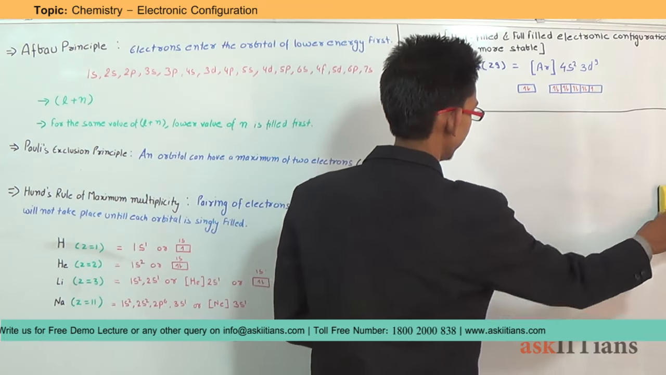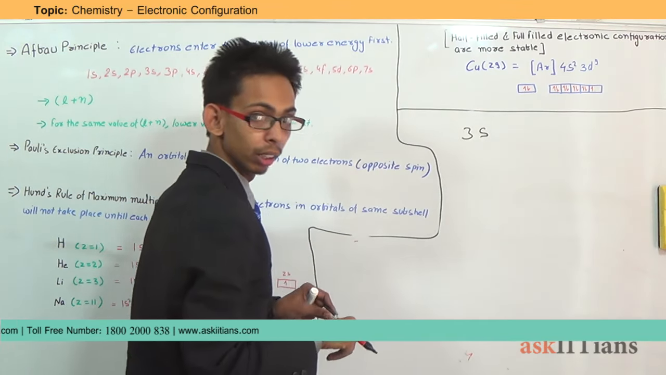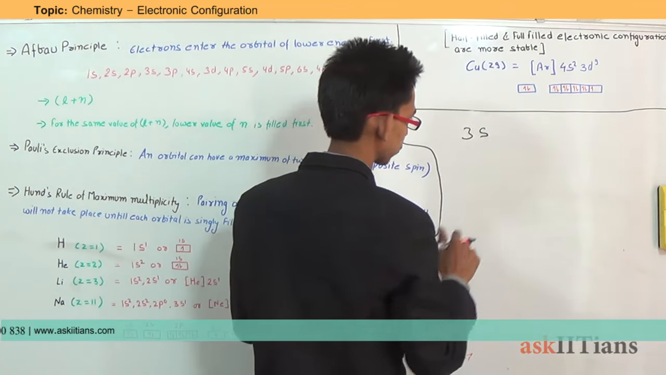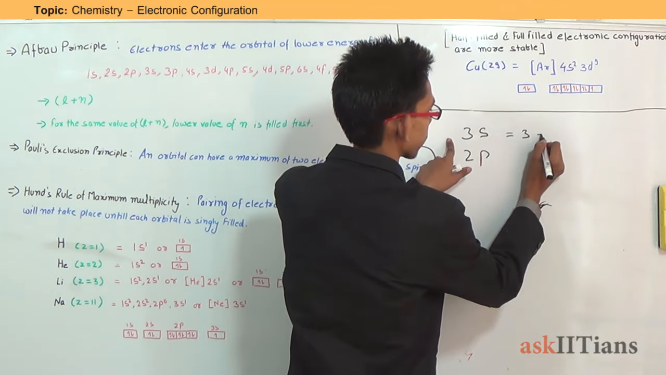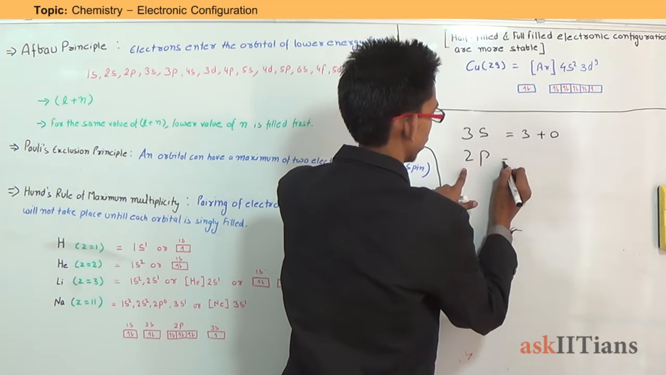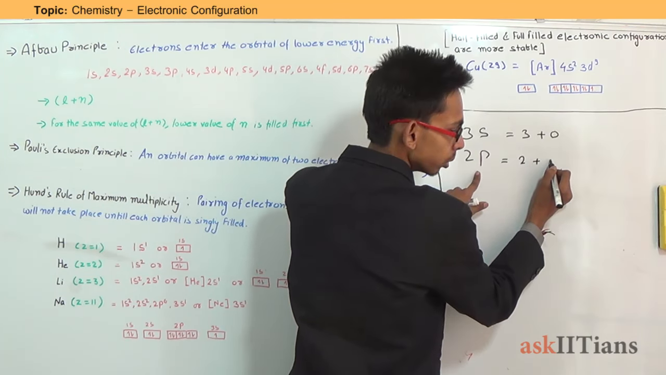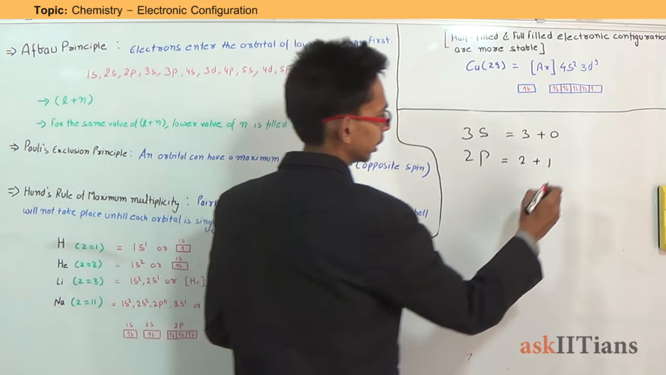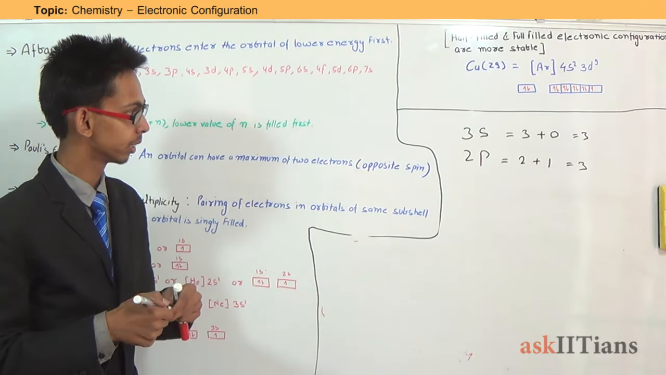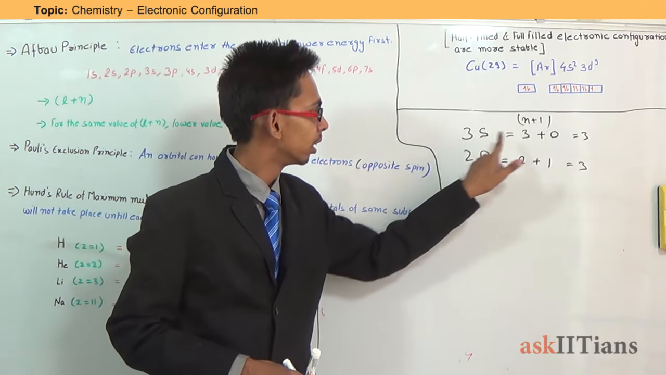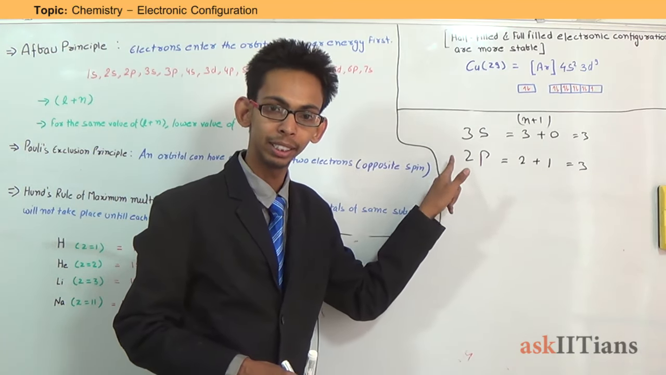For example, let's take the 3s orbital and then move to 2p. For the 3s orbital, n is equal to 3 and l is equal to 0. For the 2p orbital, n is equal to 2 and l is equal to 1. This one is 3 and this one is again 3. What will we do in this case? We find that the n plus l value is the same for both 3s and 2p.